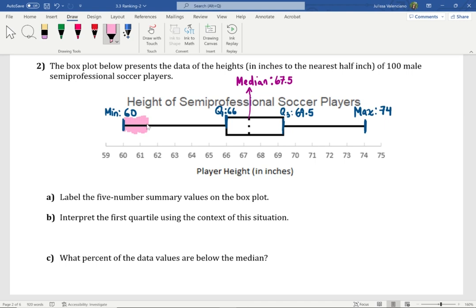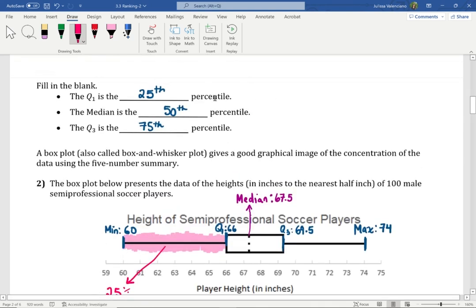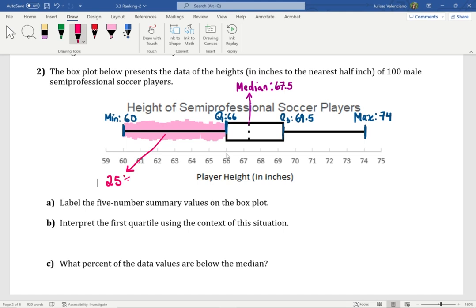Now here's a question for you. What percent of data values do we have between the minimum and Q1? We have 25% of the data values between the minimum and Q1. Remember, Q1 is the 25th percentile. Below 67, we have 25% of the data values.